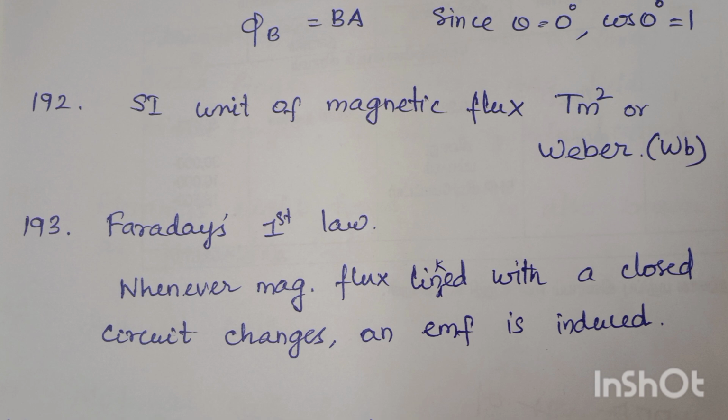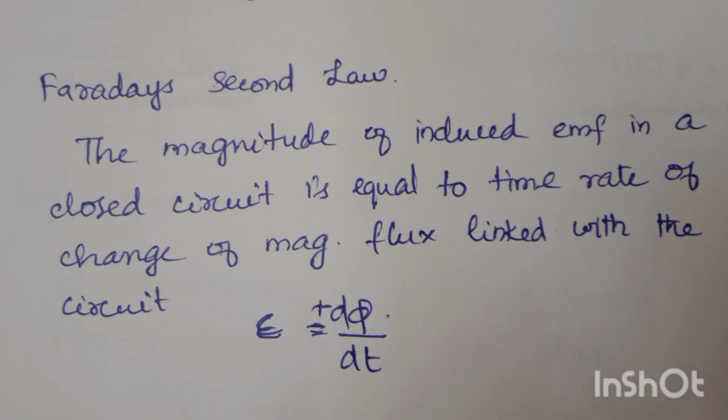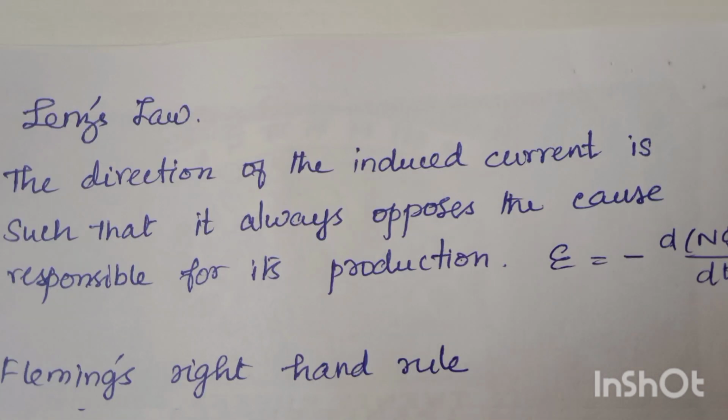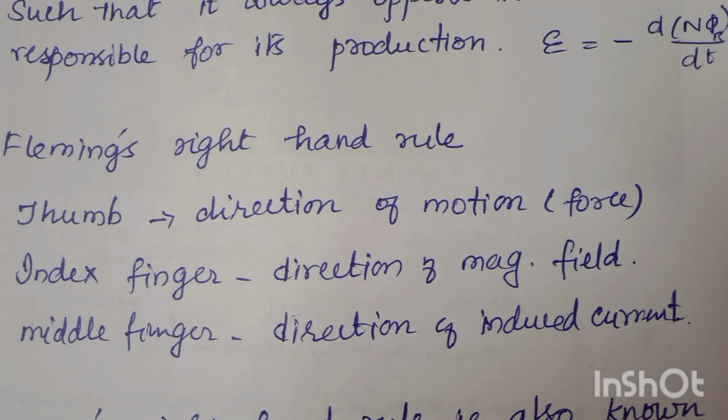Faraday's first law, whenever magnetic flux linked with a closed circuit changes, an EMF is induced. Faraday's second law, the magnitude of induced EMF in a closed circuit is equal to time rate of change of magnetic flux linked with the circuit. E is equal to d phi by dt. Lenz's law, the direction of the induced current is such that it always opposes the cause responsible for its production. E is equal to minus d N phi by dt.